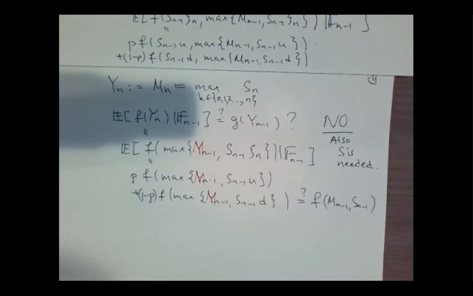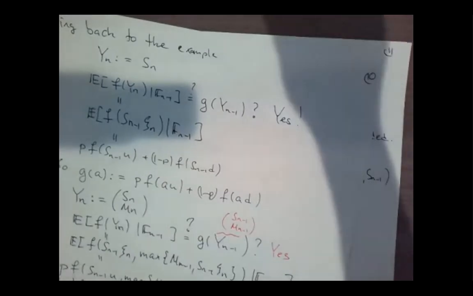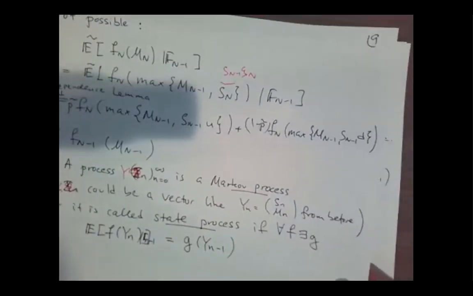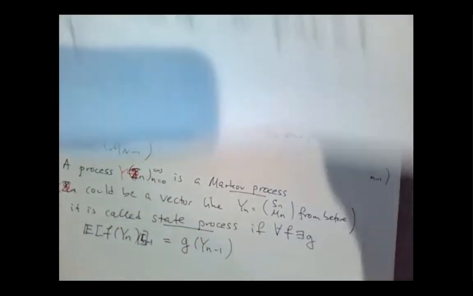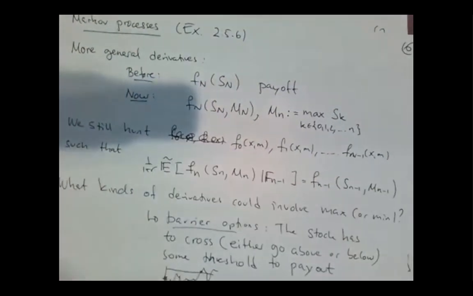So state processes and Markov processes, they're quite important. Whenever you want to price a derivative, the first thing to do is to figure out what the payoff is. That's the starting point for pricing derivatives. You're not going to get anywhere without knowing what the function is. The function is given to you in the problem. You look at all the exam problems and all the TA sets that we talked about.